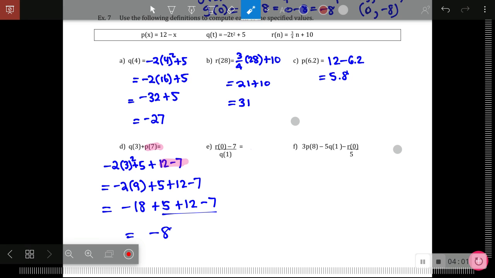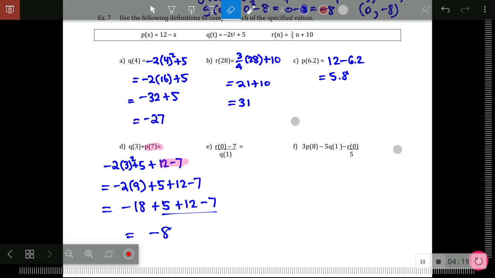Okay, let me kind of highlight what we're doing on this one. We're going to put a 0 into the r function, so we're going to put a 0 up there. Then we'll subtract 7, and down on the bottom you want to take q of 1, which means you're going to be putting a 1 where it says t there. You'll replace the t with a 1 is what that means.